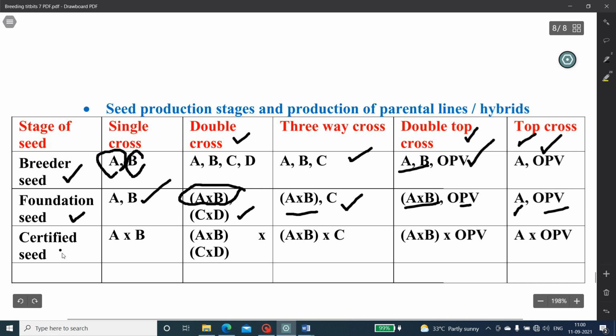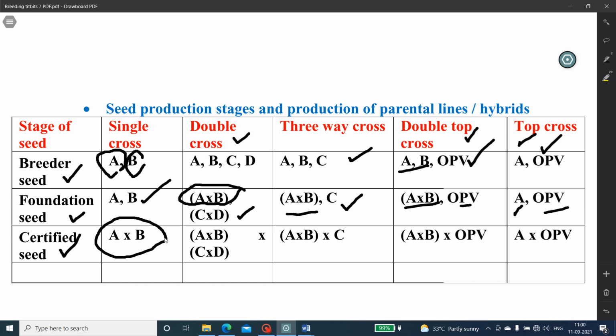Okay, certified seed production. Here A and B are raised in the same field by keeping the planting ratio, either 4:2 or 6:2. That will vary with the crops. If it is maize, it is 4:2 and 6:2. If it is rice, 8:1 or whatever it may be, that we can see separately.